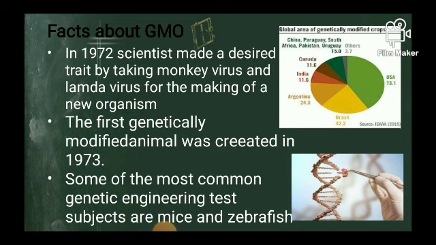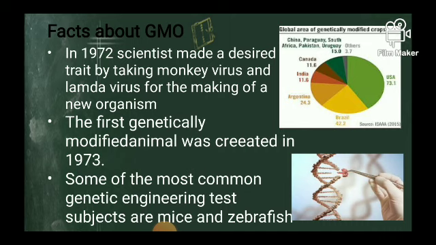Well, let's come to fact number 2. The first genetically modified animal was created in 1973. Can you imagine, it is a very, very old period, but still the scientists were on that job. They kept on researching on organisms, did genetically modified things, and created a modified animal.